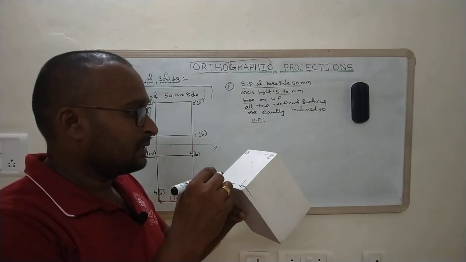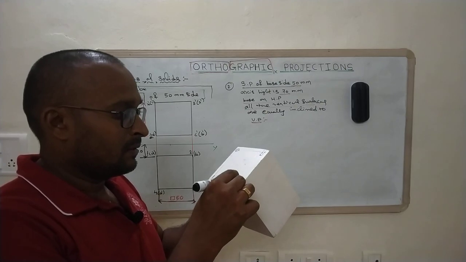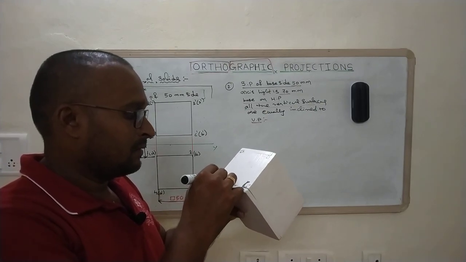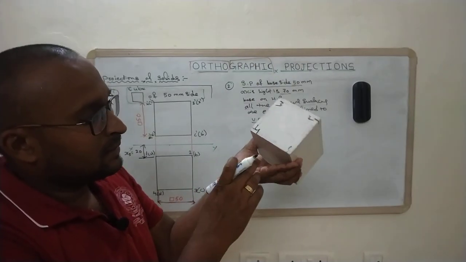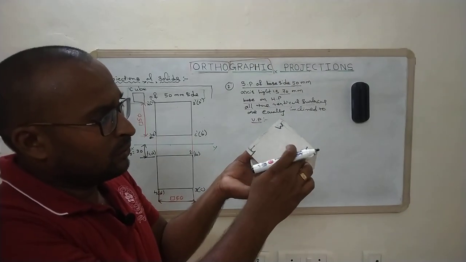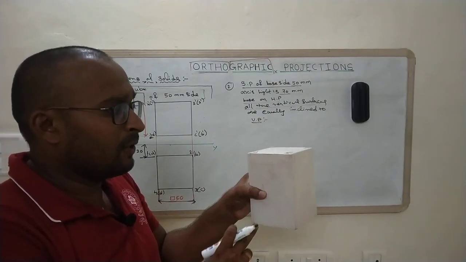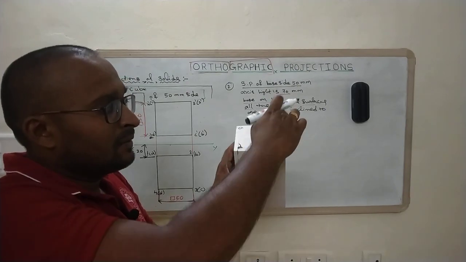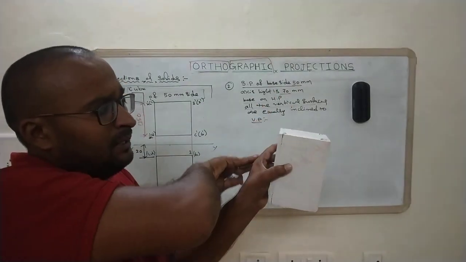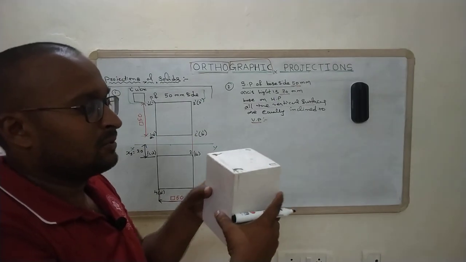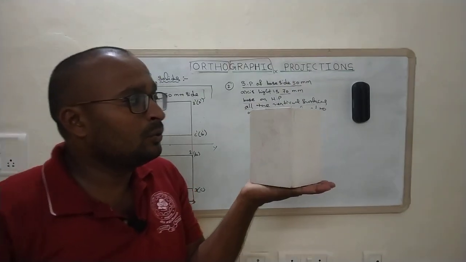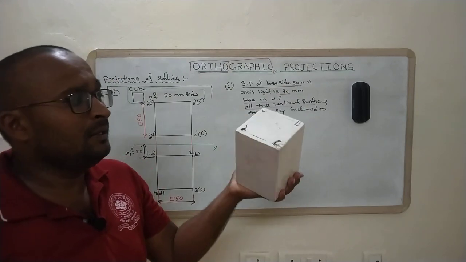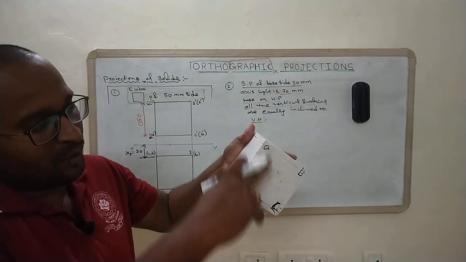So here it is: A, B, C, D. Then here we will have 1, 2, 3, 4. So D4 line, C3 line, B2 line, and then A1 line. This is the top surface and this is the bottom surface. Now we are going to place it on HP and then equally inclined with VP.